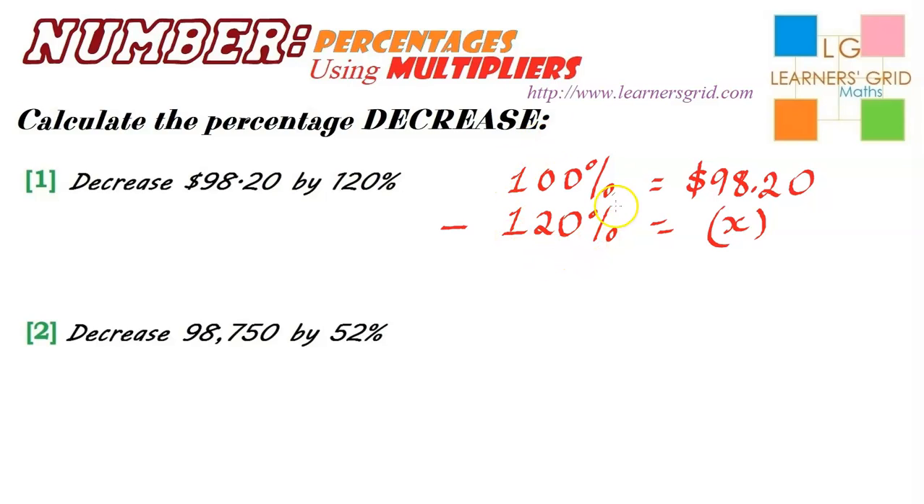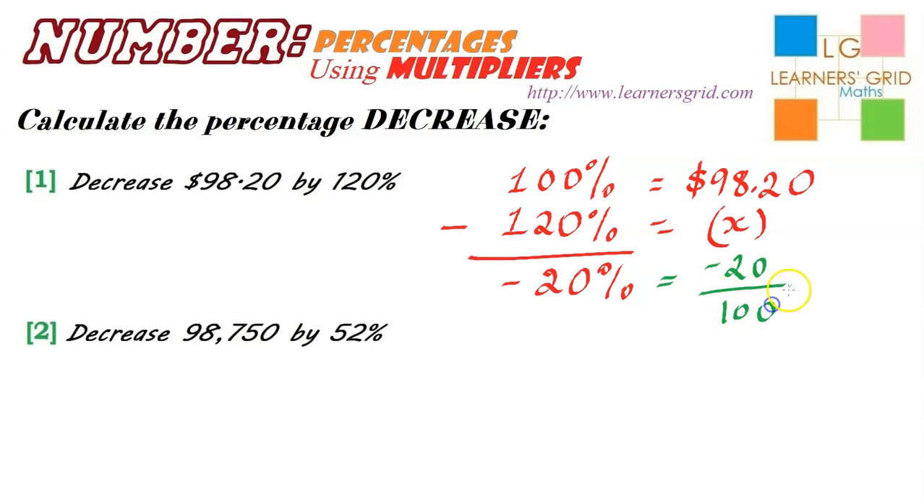Let's just focus, though, on the percentages. Now, if I take 100 minus 120, I'm going to end up with minus 20%. With minus 20%, we face the prospect of having a multiplier that is a negative, but that's okay. So what do we do with minus 20%? Well, we put it over 100 because we're going to convert it into a fraction. So minus 20% is going to be minus 20 over 100, and we're going to convert this into a decimal.